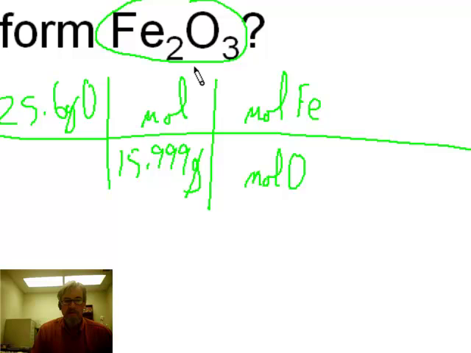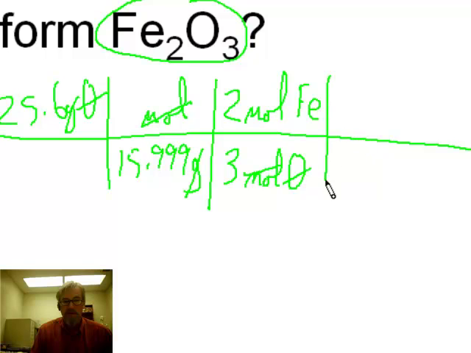Well, what numbers do I put in here? I look at the chemical formula and I get a stoichiometric equivalency, or a mole ratio. 3 moles of oxygen go with 2 moles of iron. Now, what that does for me is oxygen moles are now canceled out, and I'm left with moles of iron. That's not what I want.